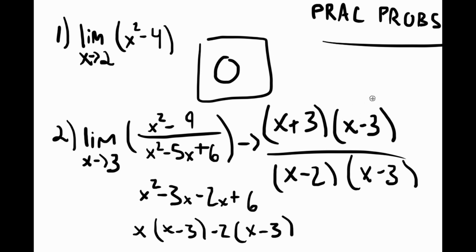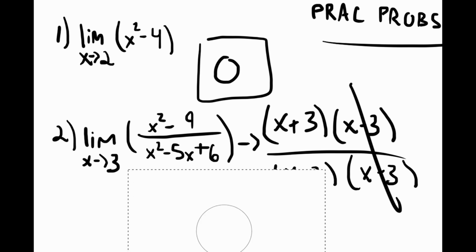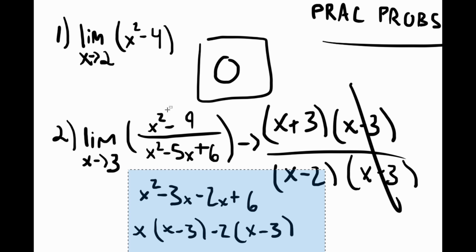And as we can see, we have two expressions that are the exact same. We have x minus 3. We could divide these two out. And let's create some space. Actually, x minus 2.